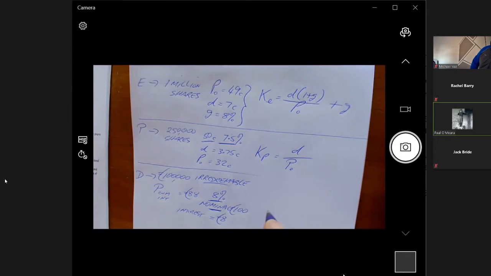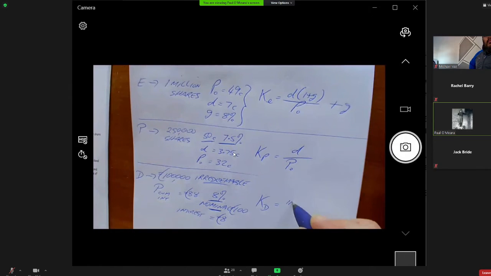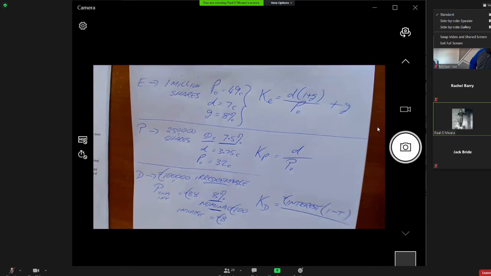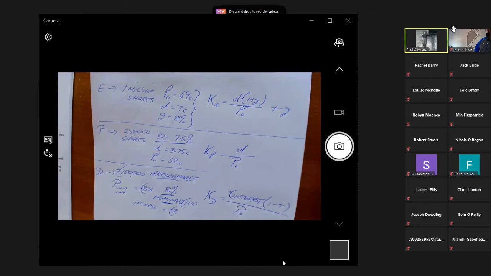If you get what's called an irredeemable debenture at the back of your exam paper, you'll see a formula which tells you how to calculate the cost to the company. And it's interest, that's the amount of money they pay, times 1 minus the tax rate, because interest is tax deductible, divided by the market price, X, in this case, dividend.